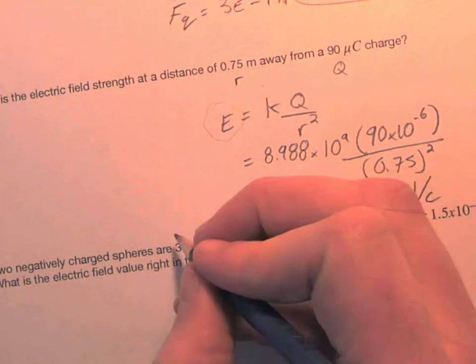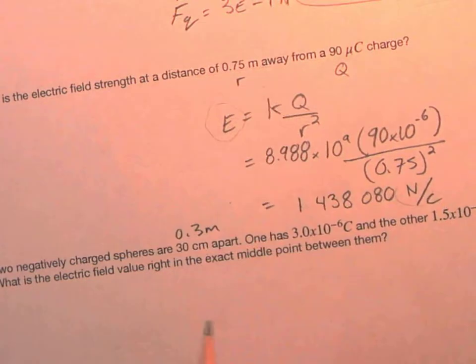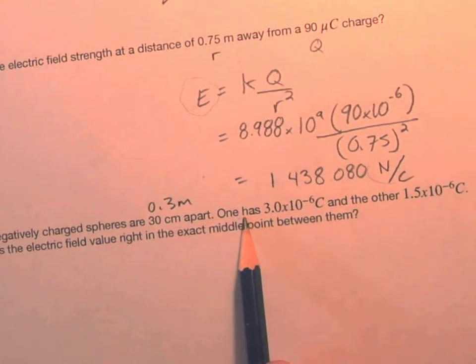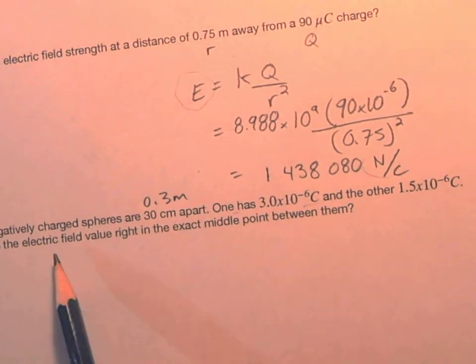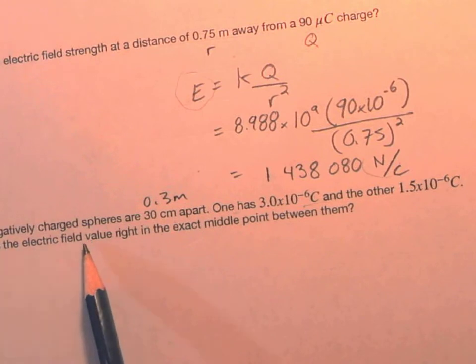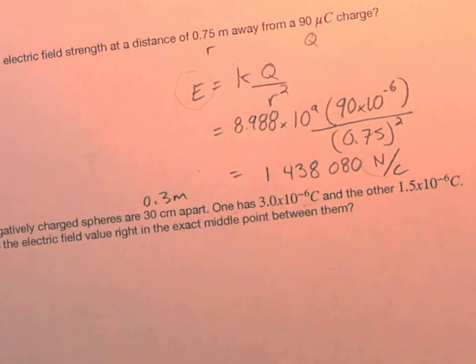Last of all, two negatively charged spheres are 30 centimeters apart. What's that? 0.3 meters, because I know I'm going to have to convert that. One has this charge and the other has that. What is the electric field strength in the exact middle point?